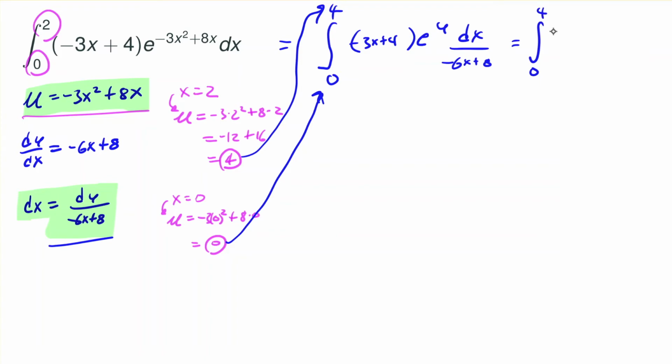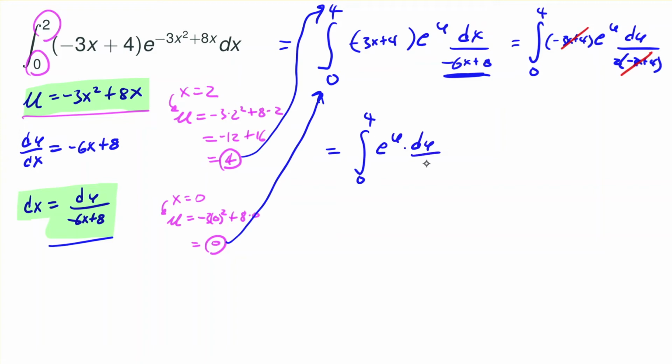We can factor negative 2 here, or positive 2. We get 2 times negative 3x plus 4. Then we'll see that these two will cancel out. So what we have left here is the integral from 0 to 4 of e to the u du over 2. Over 2 is the same as 1 over 2, so I can take that outside of the integral sign like this.